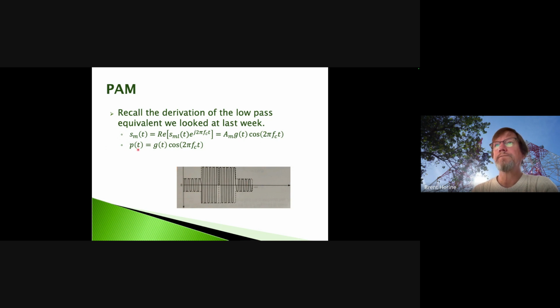So our p(t) here, from our previous equation, is this g, this gating type of representation, times this carrier. And so again, using this low pass equivalent circuit, while we're working with the data, we can ignore all of this high frequency stuff and just focus on these transitions here.